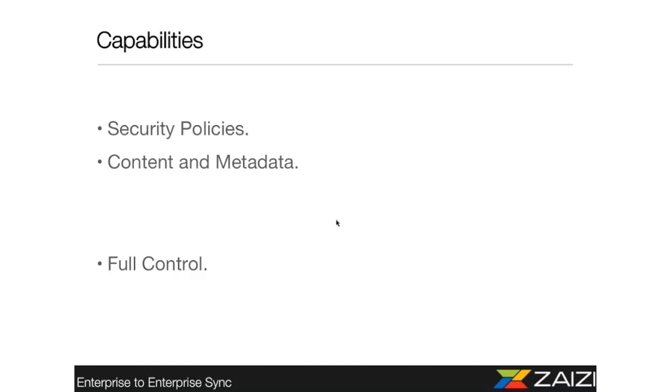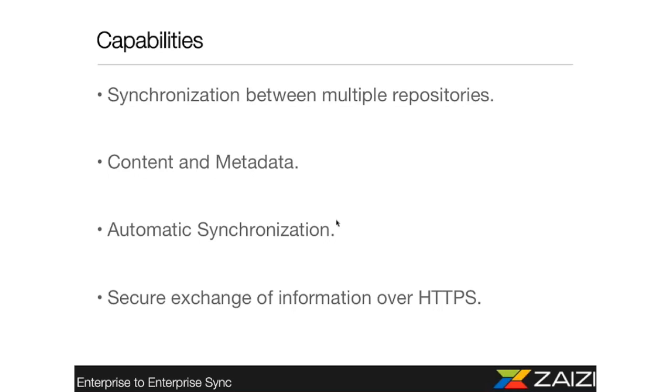So this module has the following capabilities: the synchronization of individual and multiple files, folders and folder hierarchies between multiple on-premise Alfresco repositories, the content and metadata inclusion within this synchronization process, the automatic synchronization once it's configured, and securing the exchange of information over the HTTPS protocol.